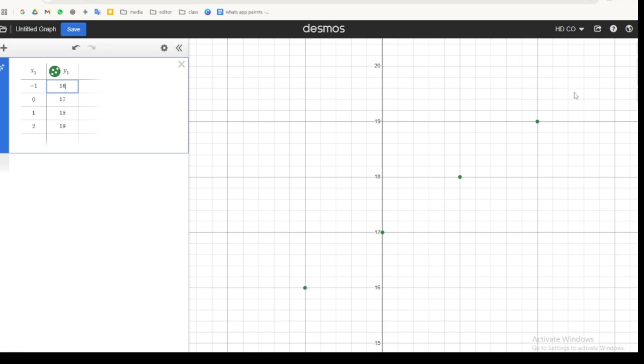This is a straight line, so it's a linear function, and also it's increasing. This is the way it's increasing, but it is in the first quadrant. You have to watch my video about increasing and decreasing functions.